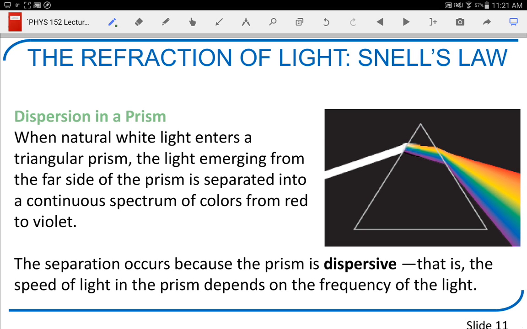Now, why don't I have any spread in color here? Because it's only one color. If I had white light, which contains a large spectrum of colors, then I would see the colors spread out. Now this here, well, it's kind of cool, right? And you can see reflection inside here.